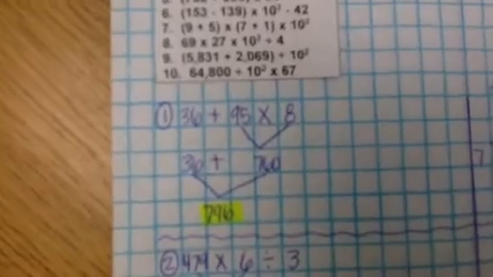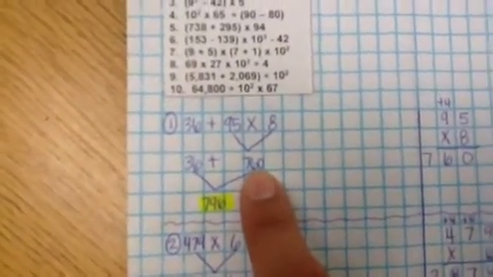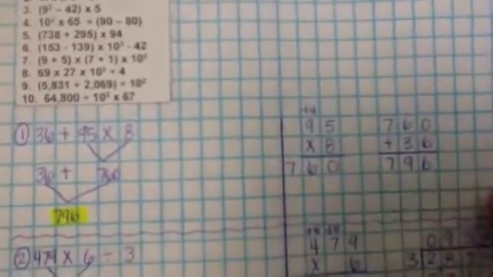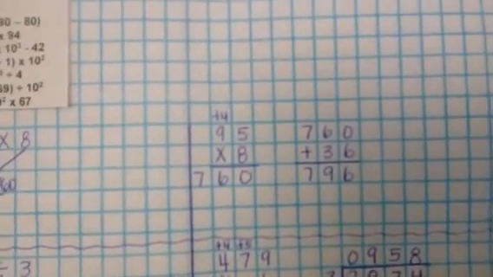So here's number 1, 36 plus 95 times 8. We're going to multiply that first, and you get 760. So there's the work for that. And then we're going to add that to 36, and there's the work for that. Make sure you have the expressions and the work.